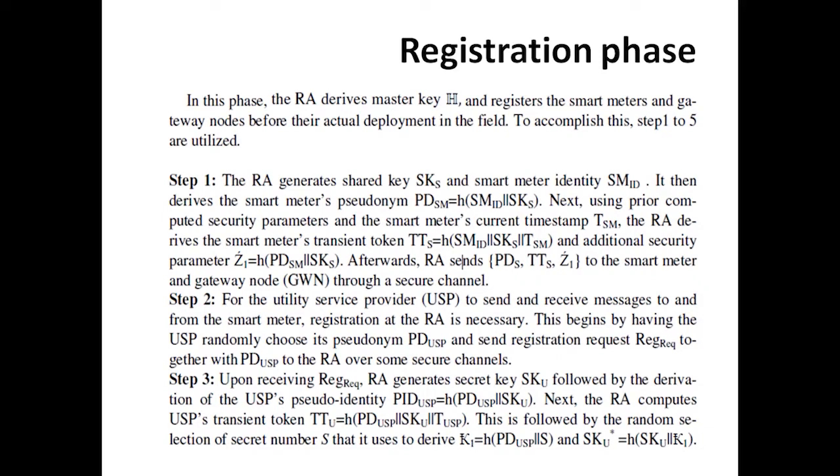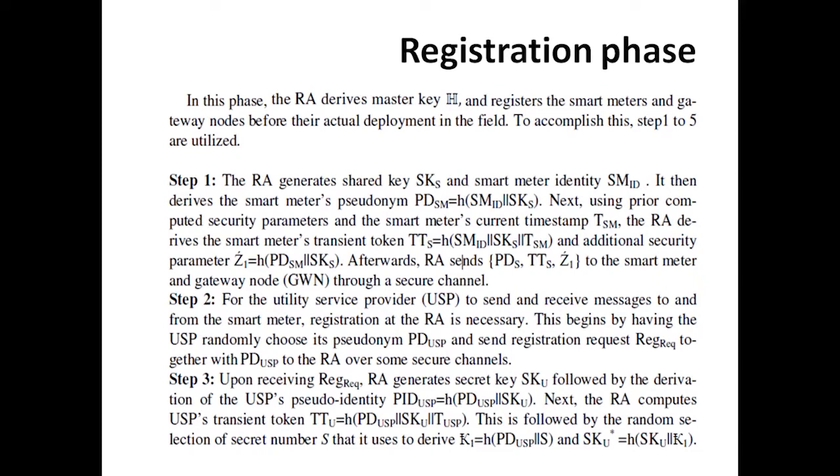Then in step two, we also have the registration of the utility service provider before it can begin to send and receive packets from the smart meter. The process begins by having the USP generate a pseudonym, which it sends to the registration authority together with its registration request. In step three, upon receiving this message, the RA generates a secret key followed by the derivation of a pseudo identity for this particular USP.